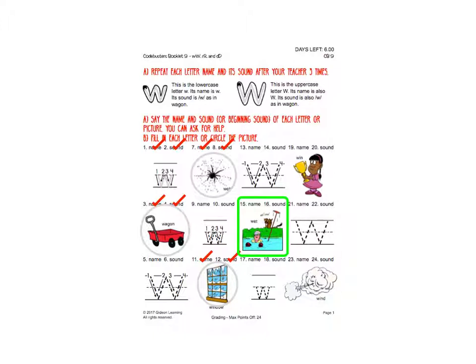This is a picture of wet. The beginning sound is W. And now we can circle it. This is a picture of win. The beginning sound is W. And now we can circle it. This is a picture of wind. The beginning sound is W. And now you can circle it. Now let's go on to our next letter.